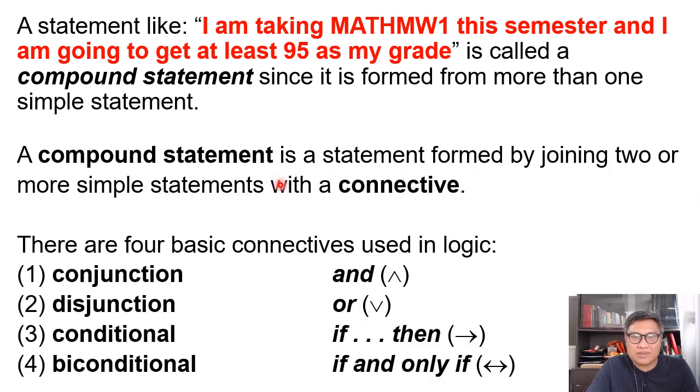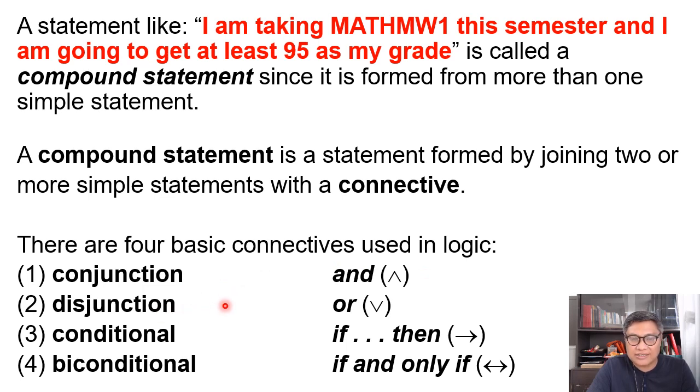So a compound statement, class, is a statement that is formed by joining two or more simple statements with a connective. Now, when we say connective, class, these are English terms that we usually use. And in logic, these are the four basic connectives. Okay, so we have the conjunction. The word conjunction as a connective, class, is using the word and to connect the two simple statements, but it is symbolized by your inverted V. Because later on, class, we are going to use symbols to represent the connectives.